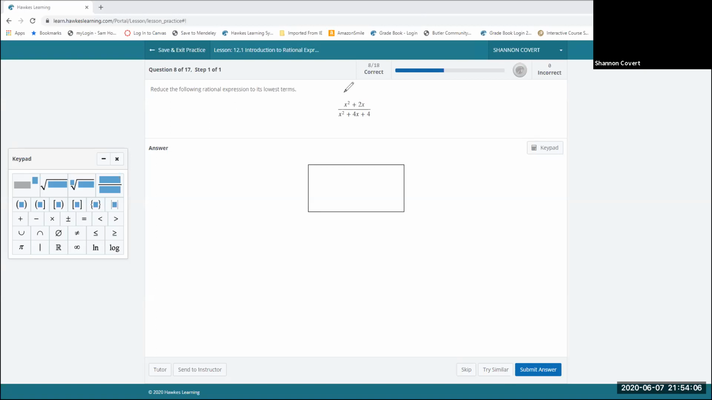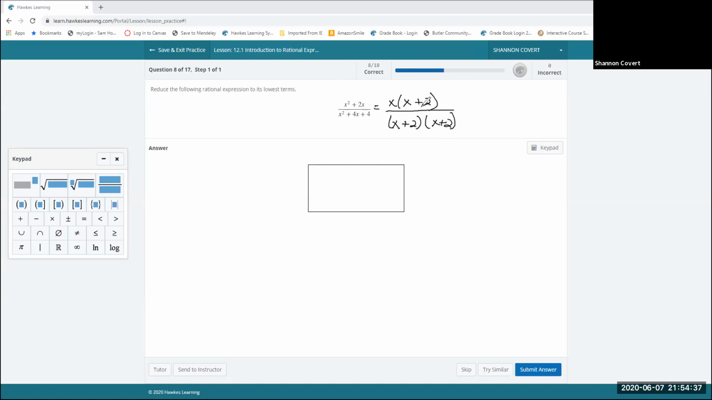So our rational expression is x squared plus 2x all over x squared plus 4x plus 4. So in the numerator, all I can factor out is an x. That's my common factor. That leaves me with x plus 2. In my denominator, I'm looking for two factors of 4 that add to be 4. So it's x plus 2 times x plus 2.